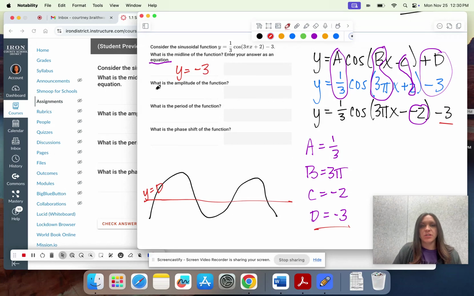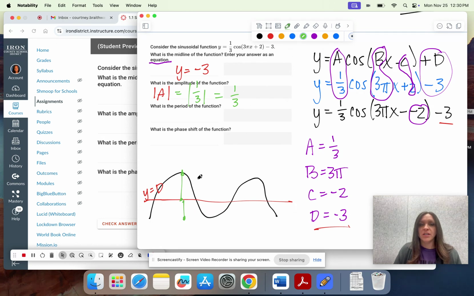Okay, the amplitude is the absolute value of a. And the amplitude is the distance from the midline to the top or the bottom of the curve. So for this, it's the absolute value of a, which is 1/3, or just 1/3.